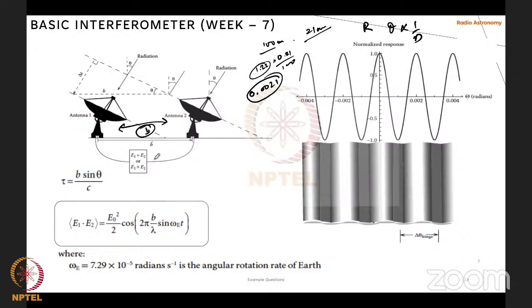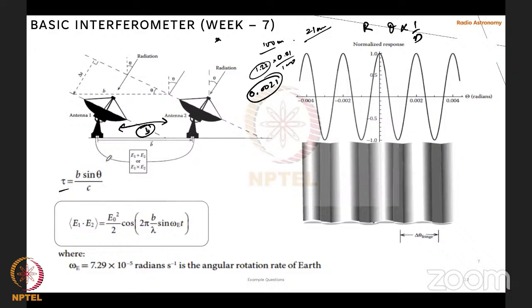Okay, and that is correlated. Okay, now what happens here? If you have two antennas separated by a distance, and there is a source up here, it will reach the antennas at different times, and that time required is given by tau. This tau is the baseline B, sine theta over c, which is the speed of light.